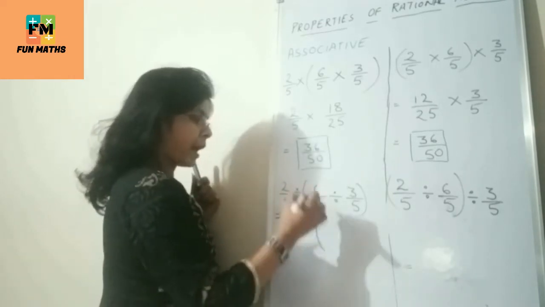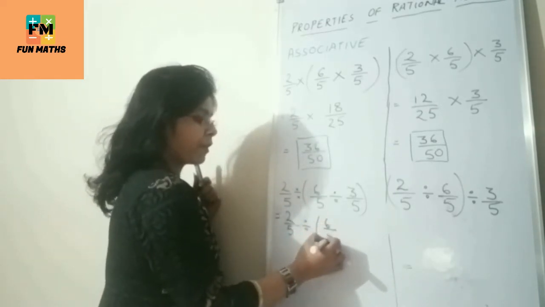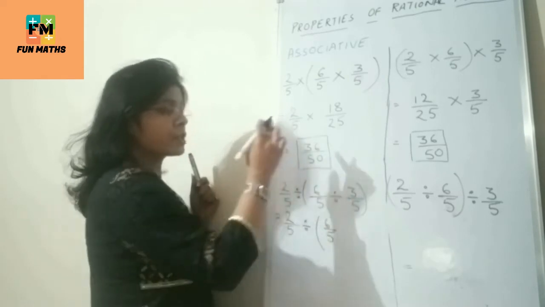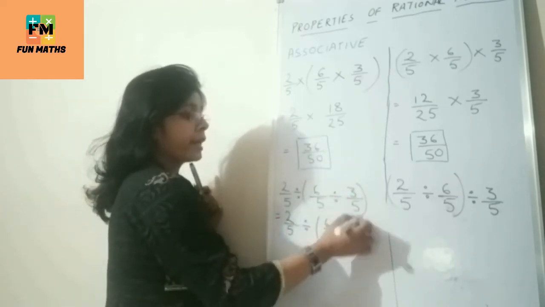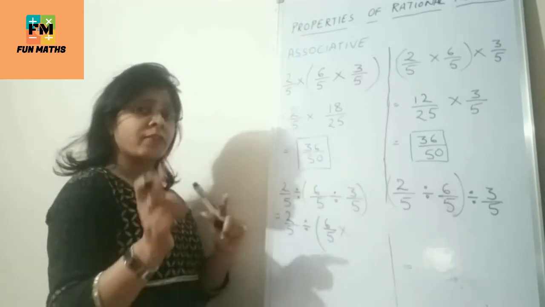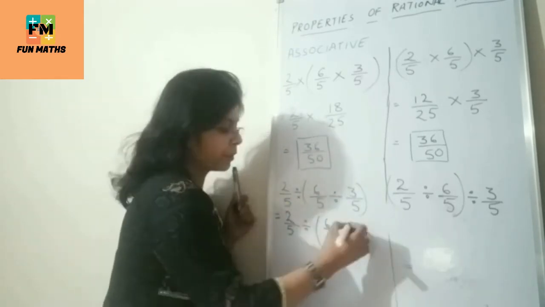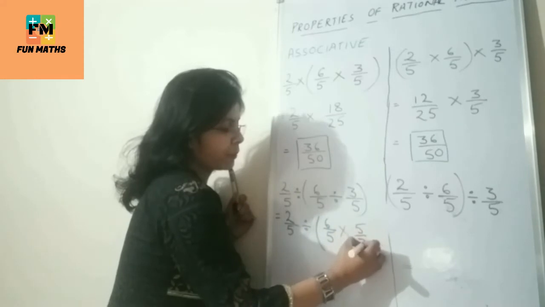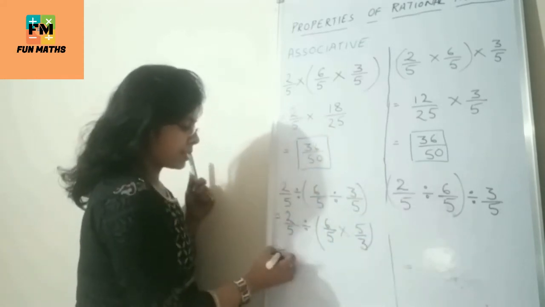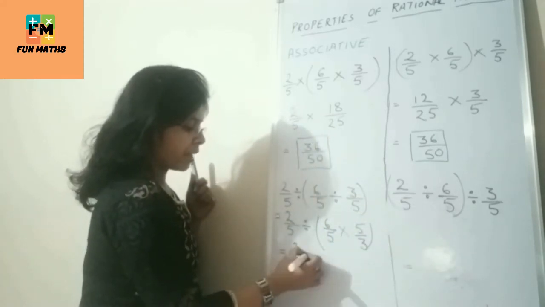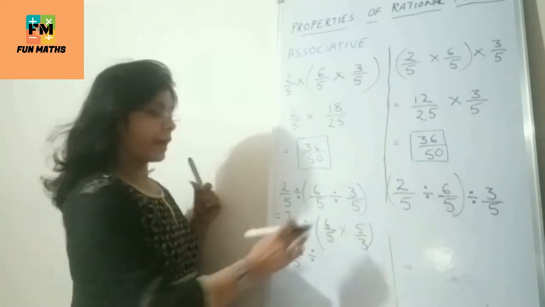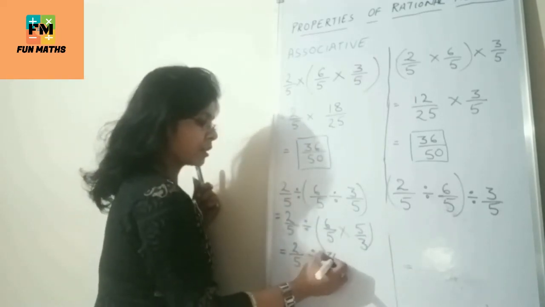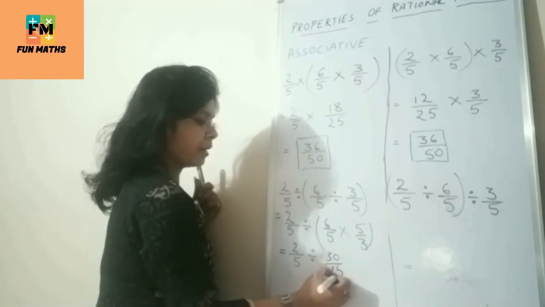To solve the bracket, I will write 6 by 5. Then this division symbol will be changed into multiplication, and then we will write the reciprocal. We have learned this in the previous example if you remember, right? So 5 by 3. Now let's solve 2 by 5. Let me put this division symbol again, because first we will solve the bracket. So 6 into 5, 30 by 50.